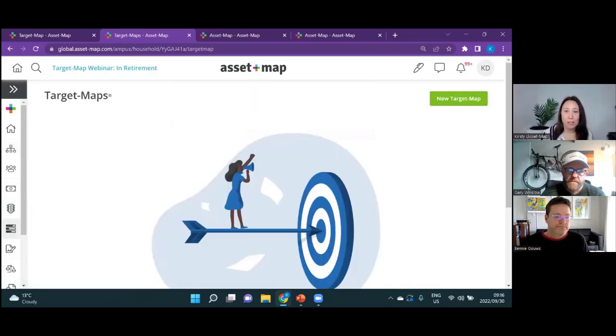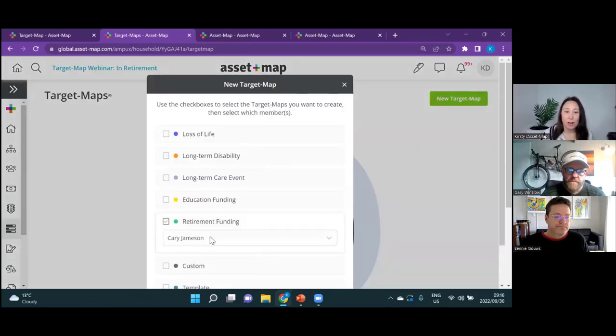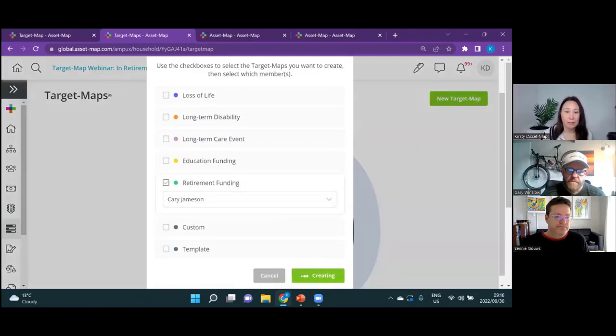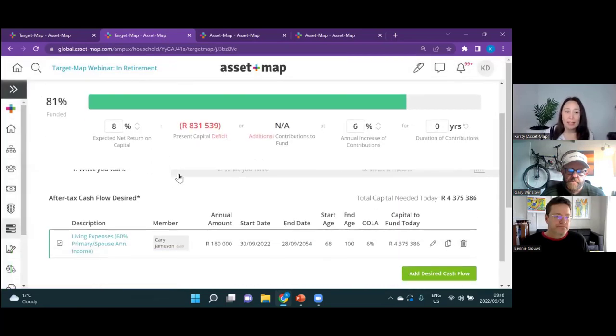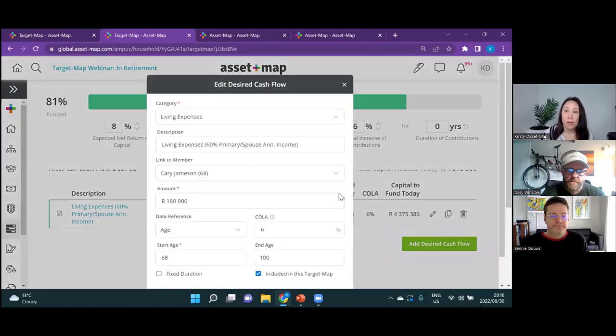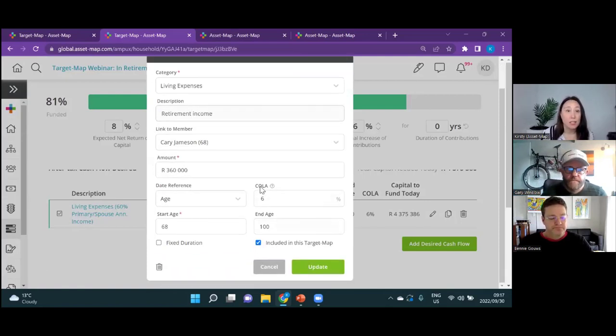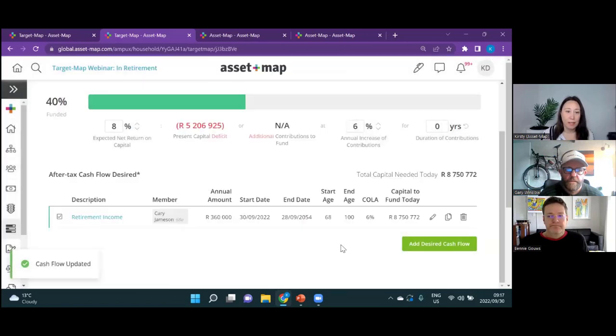So I'm going to jump over into target maps, and I'm going to create a new target map for Carrie for retirement. The first thing I'm going to do under what you want is change that. So we know that what income she wants is actually 30,000 Rand a month, and that would be 360,000 Rand a year. We know that she wants to increase that by inflation each year so that she can keep up with inflation. And she'd like that from now, and let's say till age 100. We want to protect it until then.